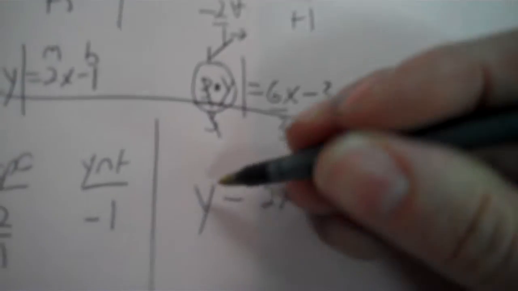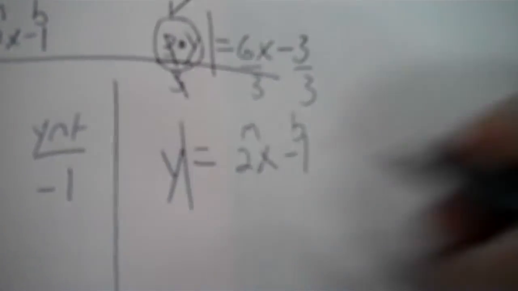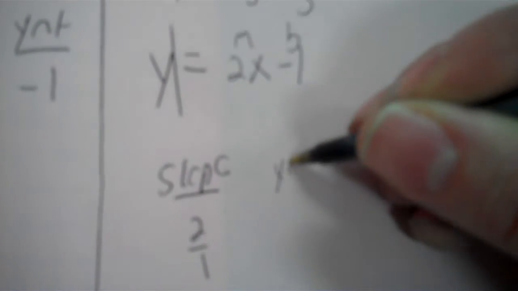And now y will be by itself. 2x, and then minus 1. So the slope now I know is 2 over 1, and the y-intercept is -1. Well, that's the same thing I have here. So that's IMS, infinitely many solutions. No solution is when they're parallel. But when it's the exact same one, that's IMS.